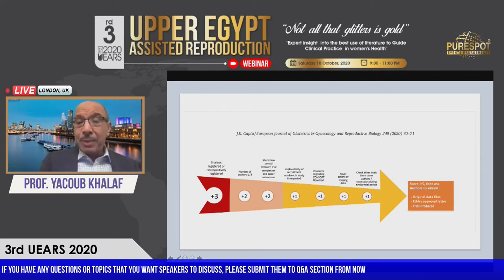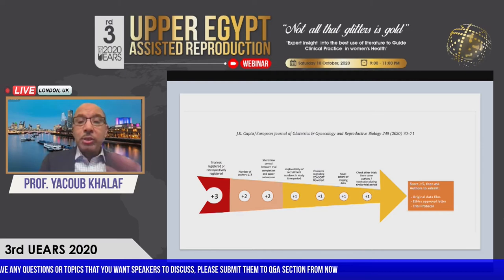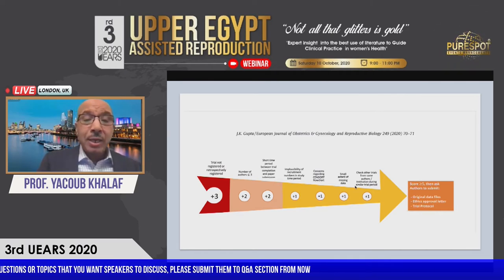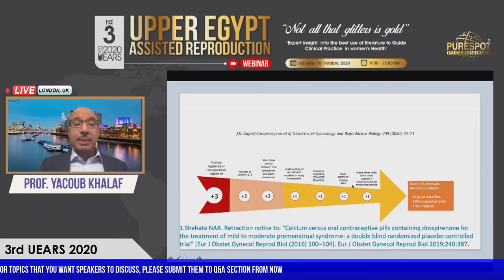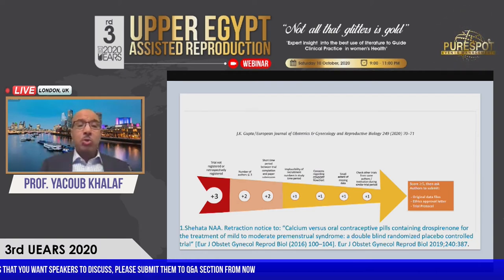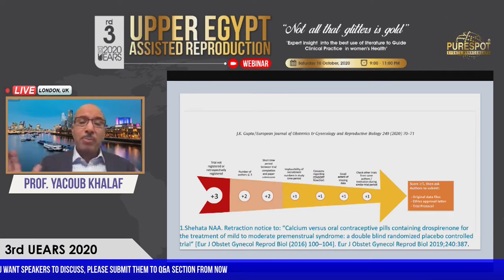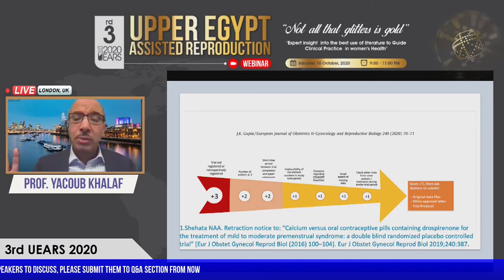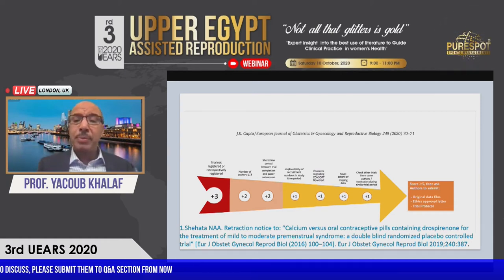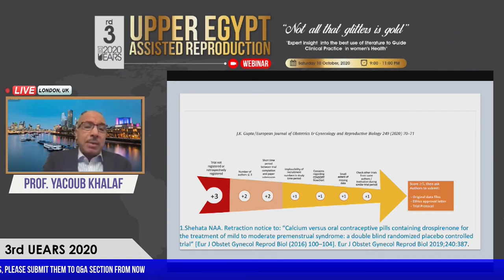I give an example. I don't mean any person. I don't know the person who did this study, but look here. This is a study that was retracted. I have no idea who this author is. I have never met him. I don't expect the person to be offended. I'm just using it as an example.